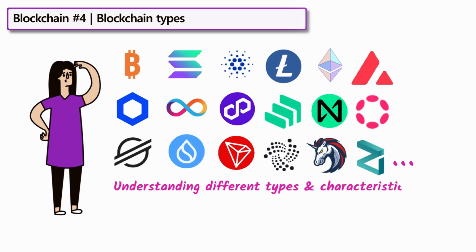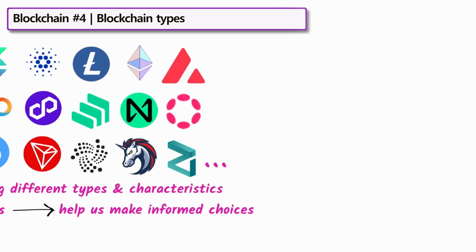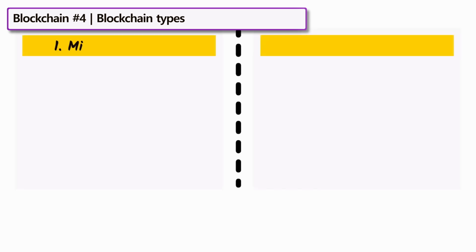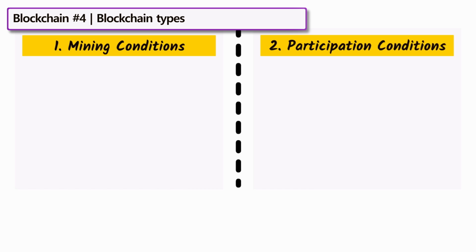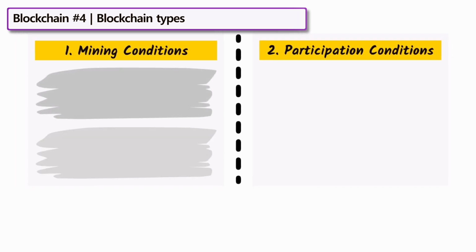Understanding the different types and characteristics of these blockchains is crucial, as it can help us make informed choices and select the right services that align perfectly with our needs and goals. To get started, blockchains can be broadly categorized based on two main criteria. First, mining conditions, and second, participation conditions. To make this easier to grasp, I've prepared a helpful diagram for you.